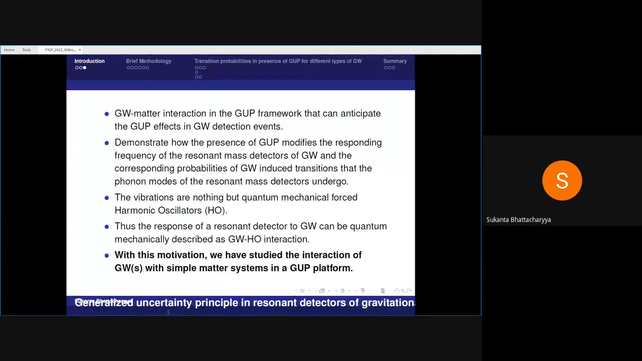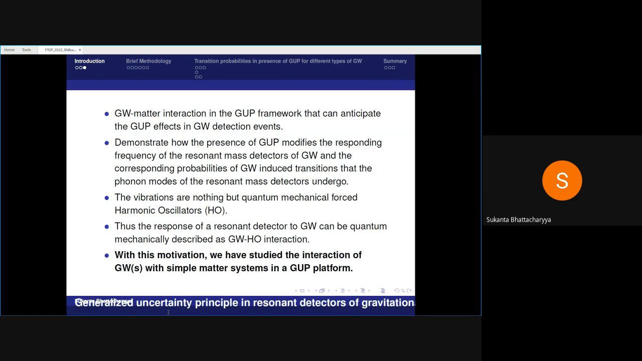Therefore, we want to explore the GW-matter interaction in the GUP framework that can anticipate the GUP effects in the GW detection events. Here, in this work, we demonstrate how the presence of GUP modifies the response frequency of a resonant mass detector and the corresponding probabilities of GW-induced transitions that the phonon modes of the resonant mass detector undergo.